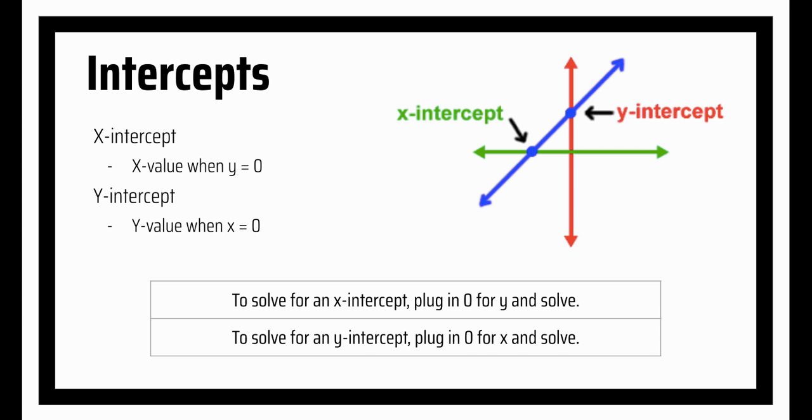Intercepts. We have x and y intercepts. An x-intercept is the x value when your y equals 0. A y-intercept is the y value when your x equals 0. To solve for an x-intercept, plug in 0 for y and solve. To solve for a y-intercept, plug in 0 for x and solve.